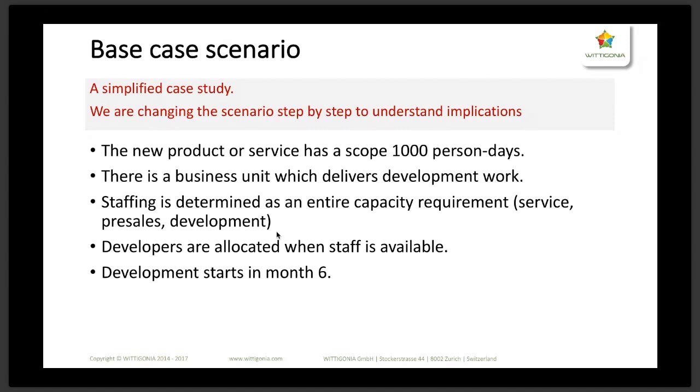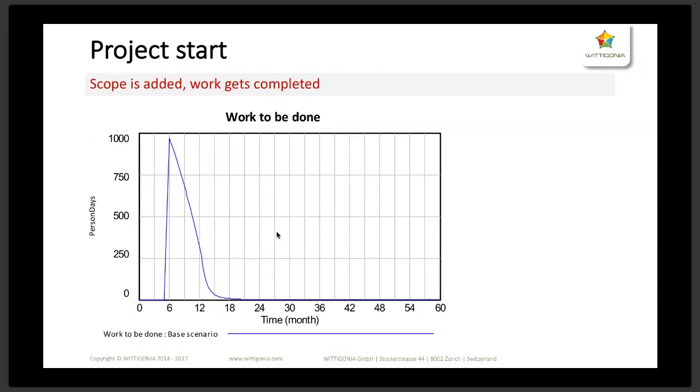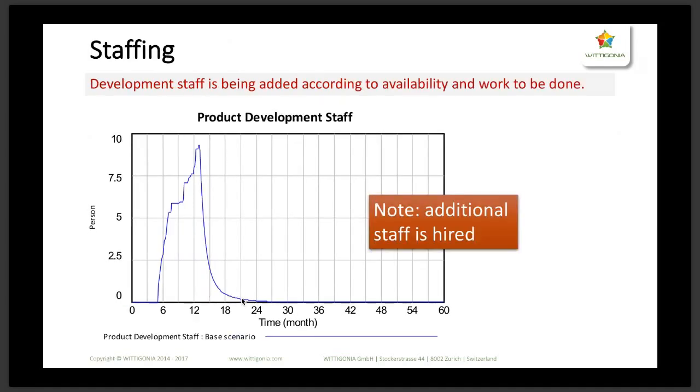And we say that development is kicking off in month 5 or 6. And then the go-to-markets can only start after the product is released. Of course, if we don't have a product, we can't go sell. So here's what's happening then. So first, the project is starting. As we said, we are introducing a new scope of about 1,000 person days. Some of the work gets already accomplished in the first month. And then the work is being done according to this pattern here.